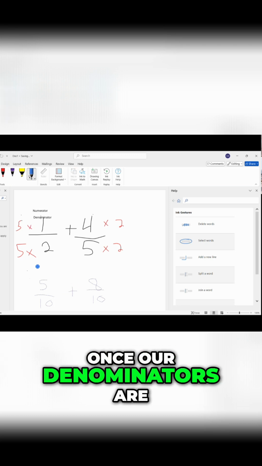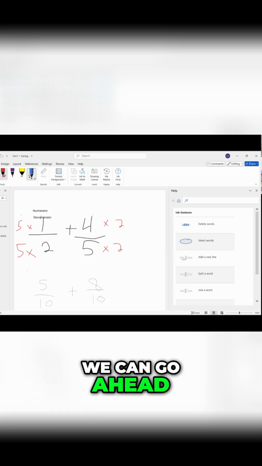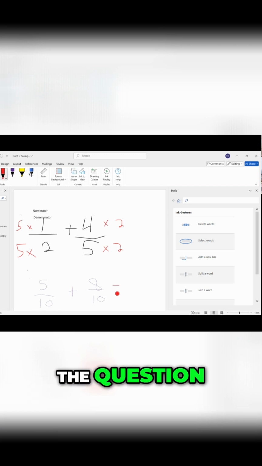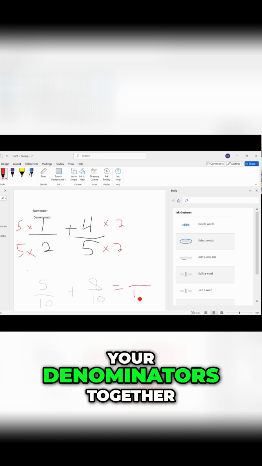Once our denominators are now common, we can go ahead and we can answer the question. Now, for your answer, you're not going to add your denominators together.